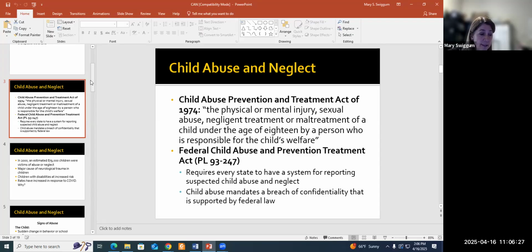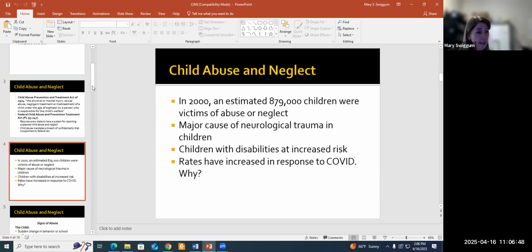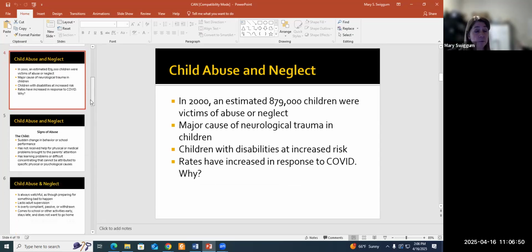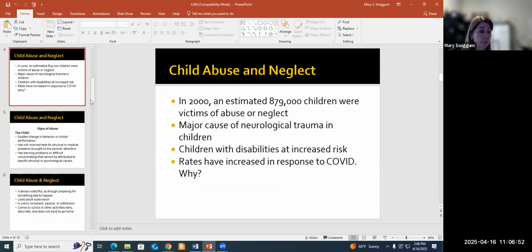Child abuse mandates a breach of confidentiality that is supported by federal law. Really critical that we know this. I can also tell you that the boards do like some of these federal laws, and they're very important. So remember, you can breach confidentiality if you need to report child abuse. And every state has a different system for reporting child abuse.